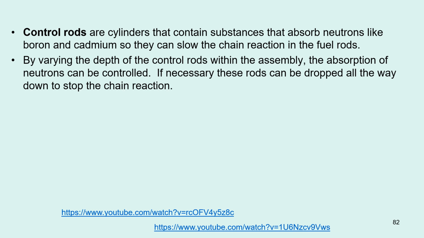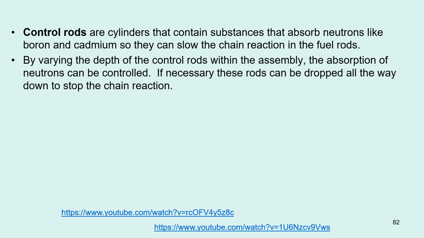So, like I said, what's in a nuclear plant? You have these control rods. So, what are control rods? Control rods are cylinders that have substances that are able to absorb neutrons. So, they're able to collect the neutrons so that they don't hit more, to stop the chain reaction.